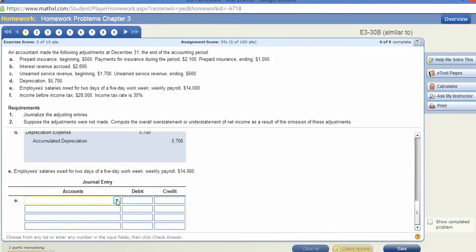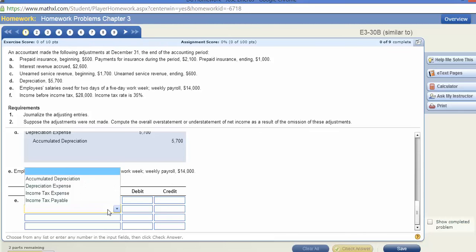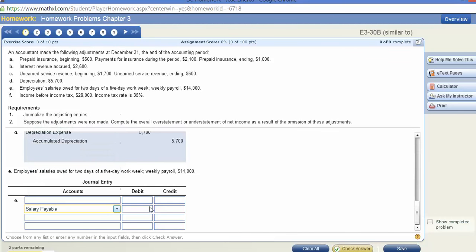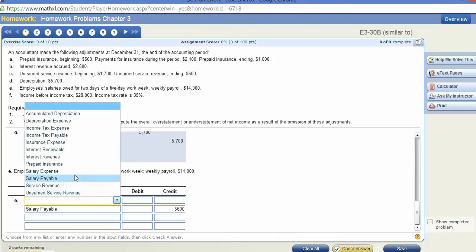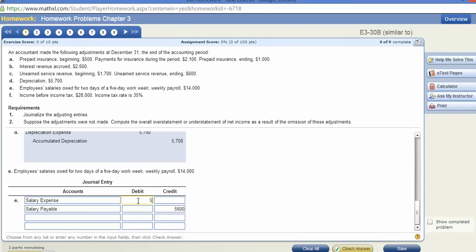So we come over here. We know we're going to owe it. Let's go ahead and do it in reverse. We owe it, so we know that salary is payable, $5,600. Okay, and then our debit is salary expense of $5,600.